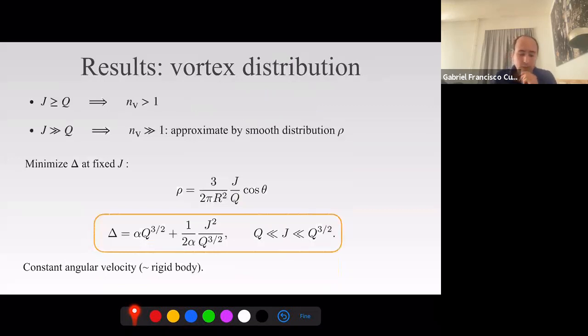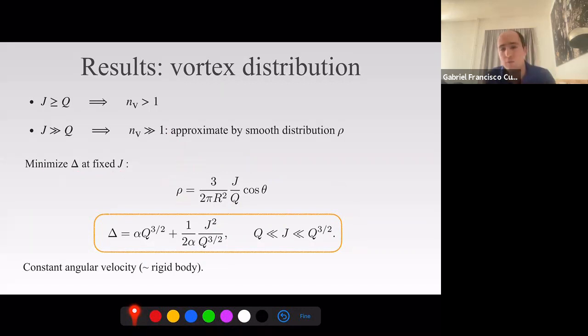Because of the self-energy, as I said, when you increase J to much larger than Q, it's convenient to have a number of vortices which is much larger than 1. And here the strategy is simple. Let's just try to approximate the vortex density with some continuous distribution and minimize the energy at fixed angular momentum in terms of this distribution. And you find a result, which is this one. You find a density which indeed increases like J over Q. And this nicely matches the experimental picture I showed you before.